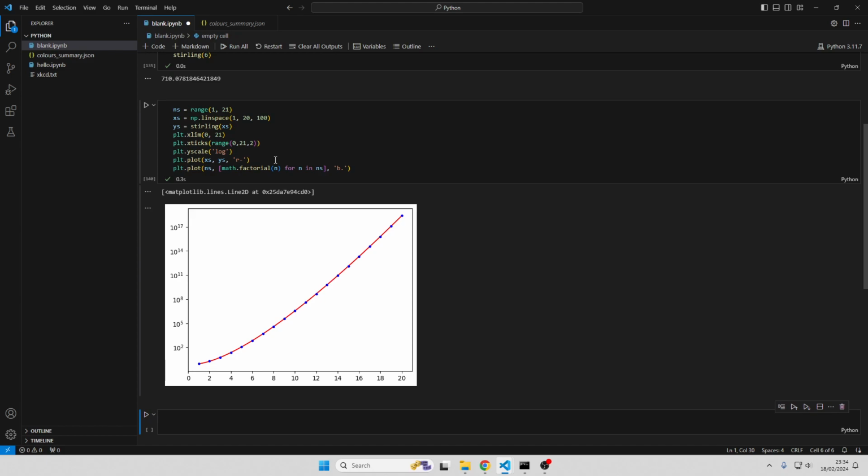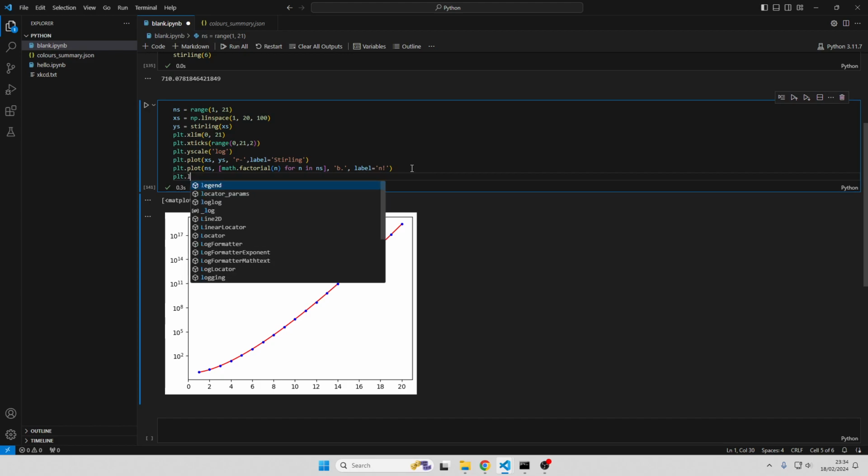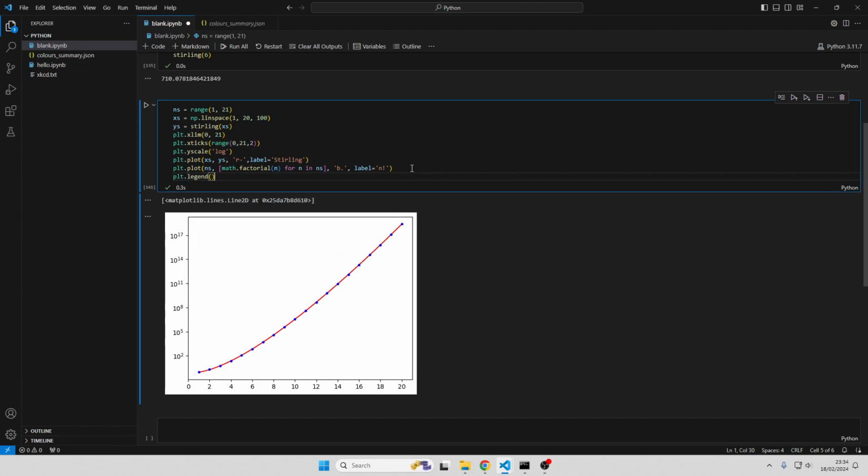And let's label everything. So the Stirling graph here, let's label this, and here, let's label this n factorial. Okay, and we run it again. Nothing happens. Where's everything gone? You always need to remember for labels, you need to run the legend thing at the end, just to actually put the labels in the right place.